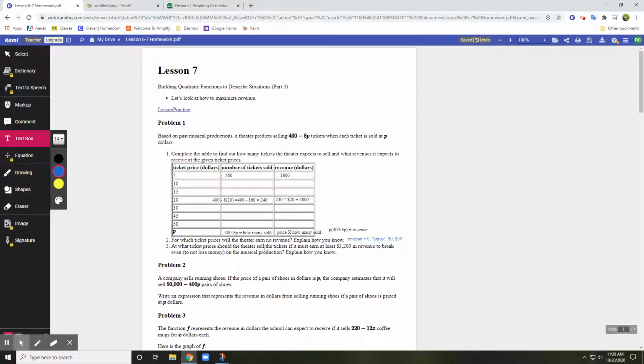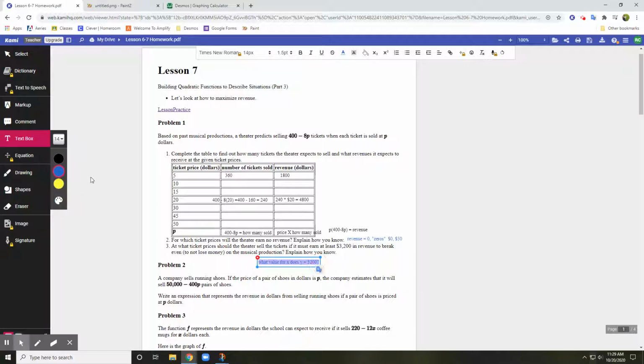At what ticket price should the theater sell the tickets if it must earn at least $3,200 in revenue to break even? All right, so we want to say, what value for x does y equal 3,200? So this is our question. What is the answer here?